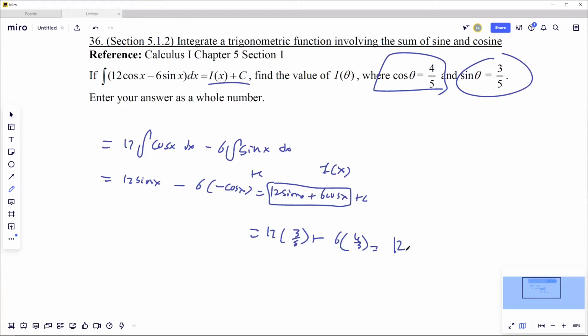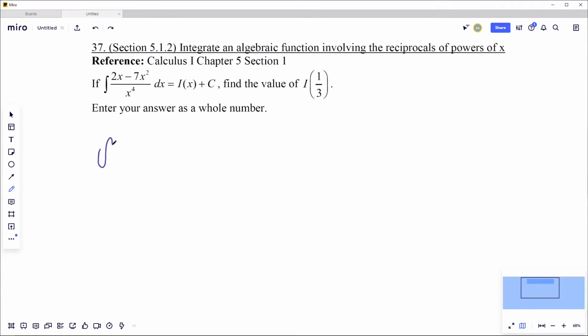Let me just fix this. Minus 6 times 4 over 5. Okay, so you do get, yeah, okay, you get 12. That's pretty much it. I just had to double check.